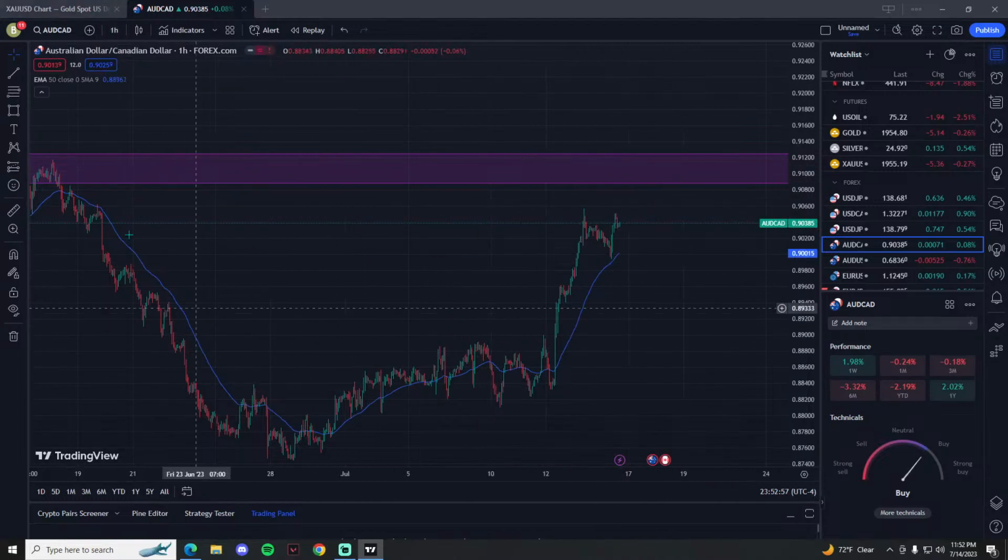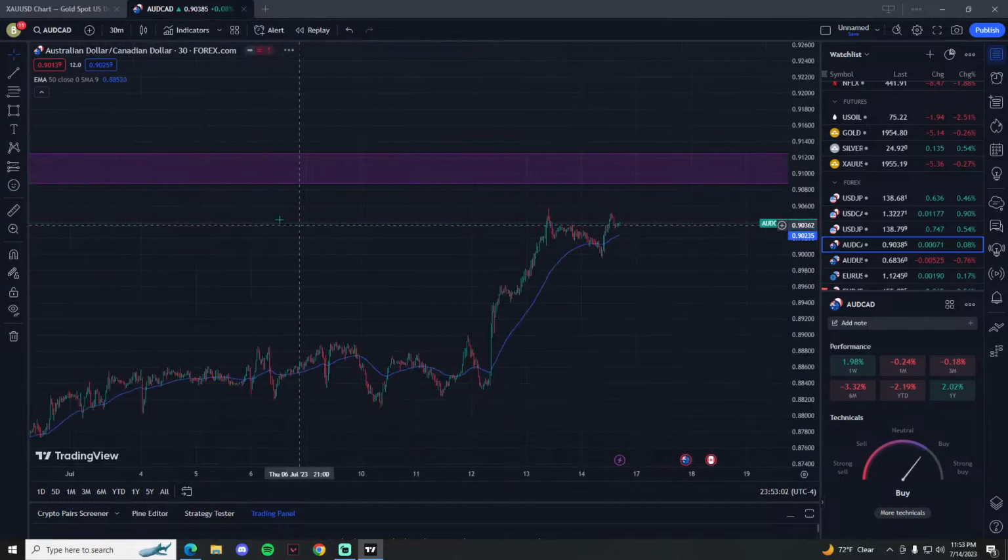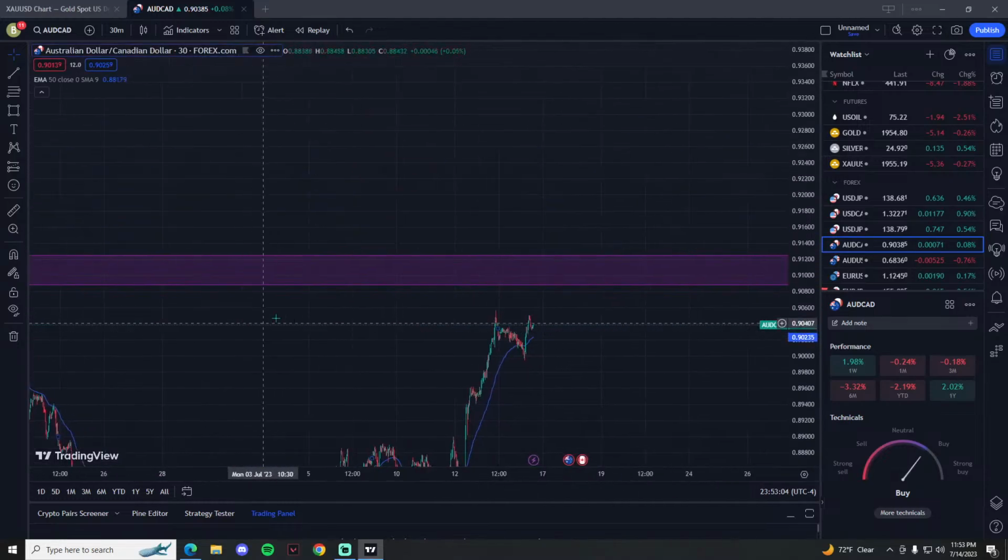That's just easy to see, guys. Just trade with the trend. Don't try and trade breakouts and stuff. You're going to lose your money, especially if you're new. Especially if you're new, you're just going to lose your money.